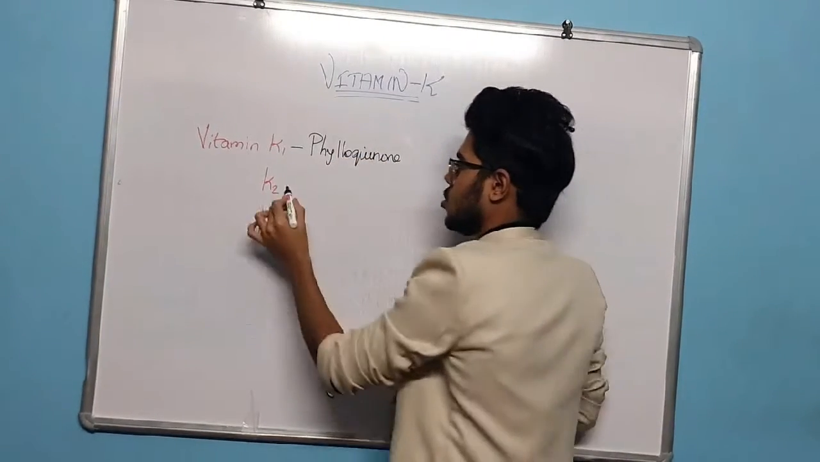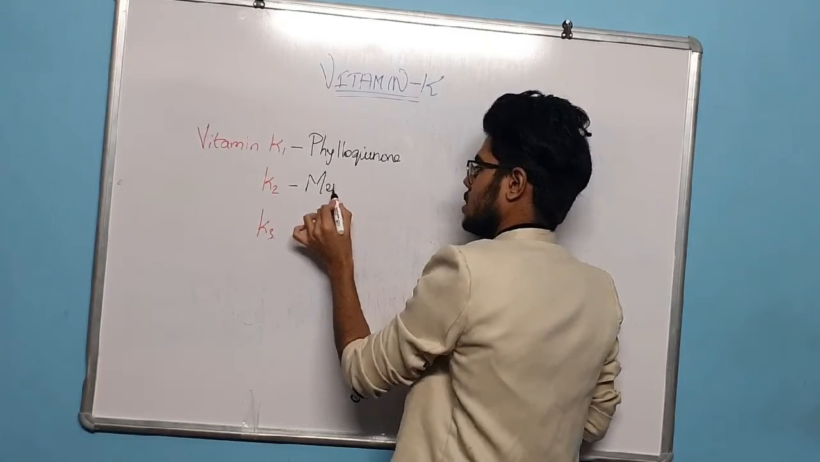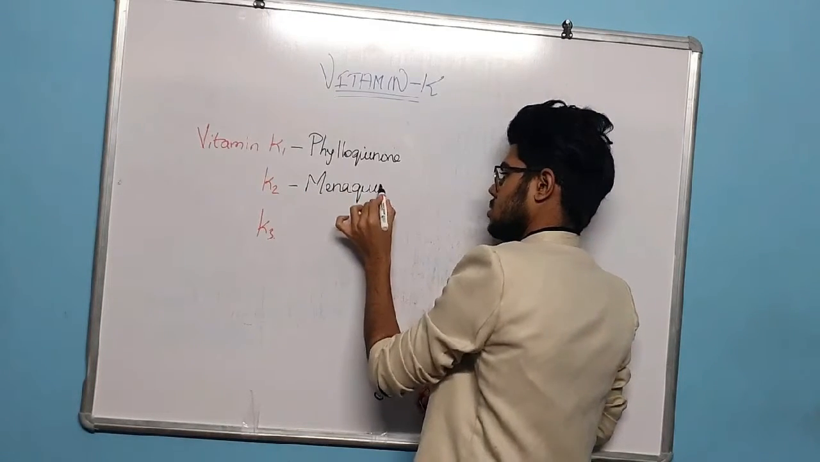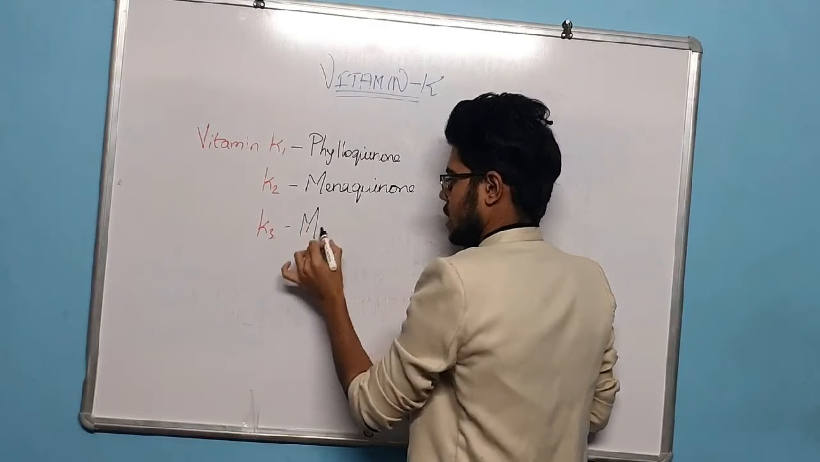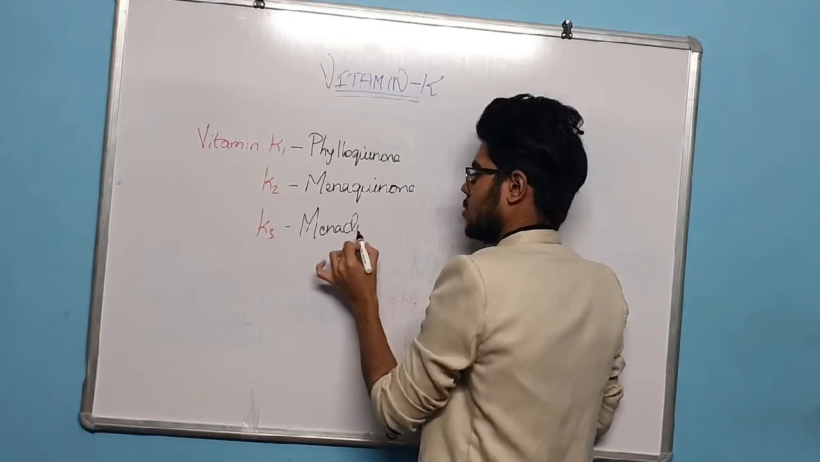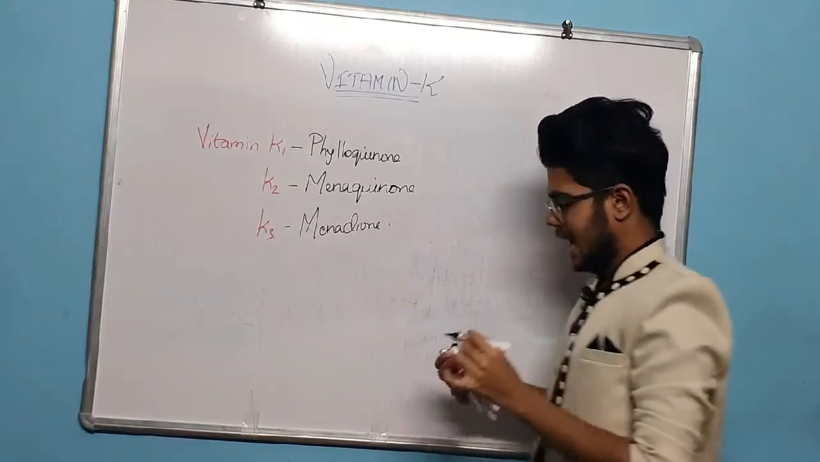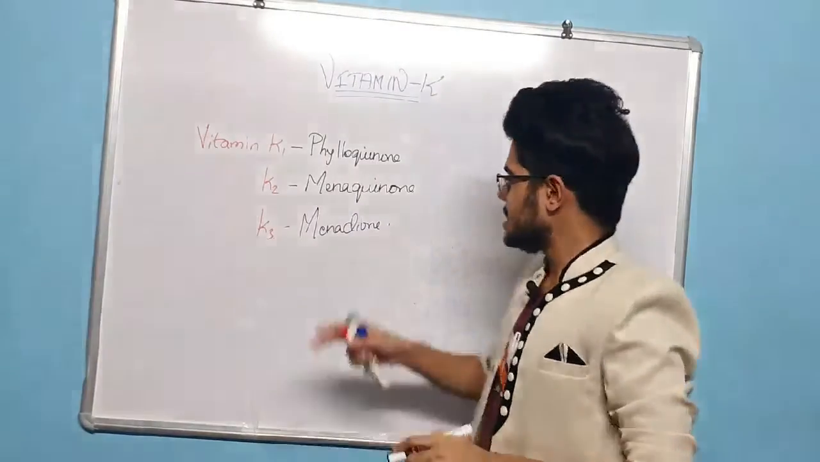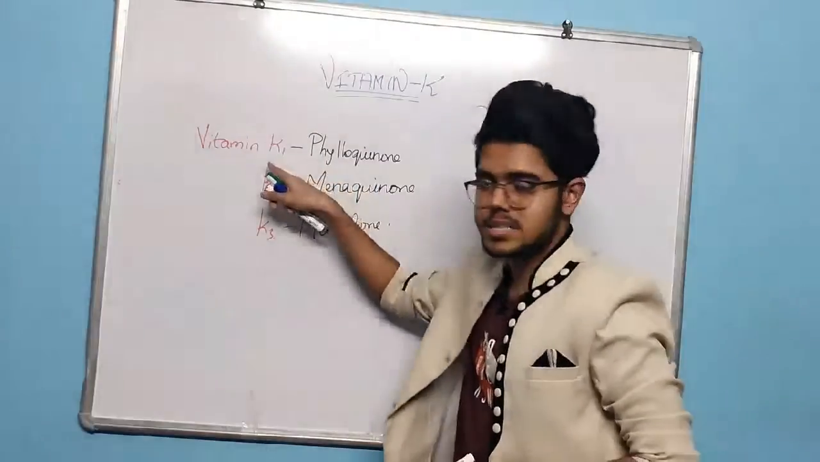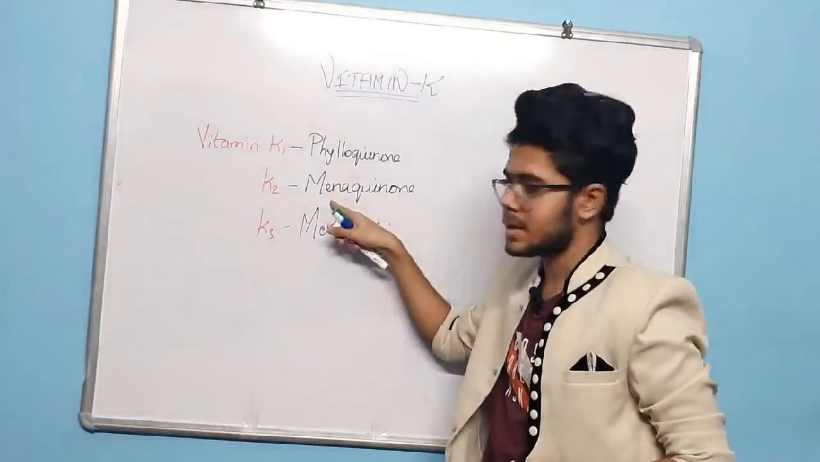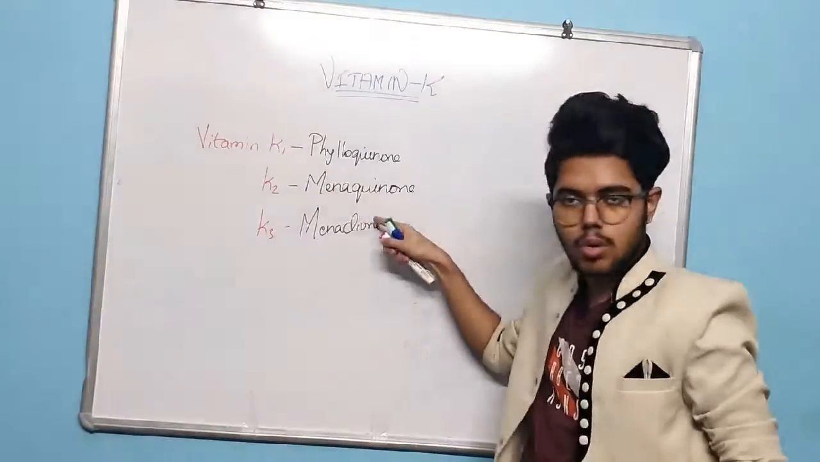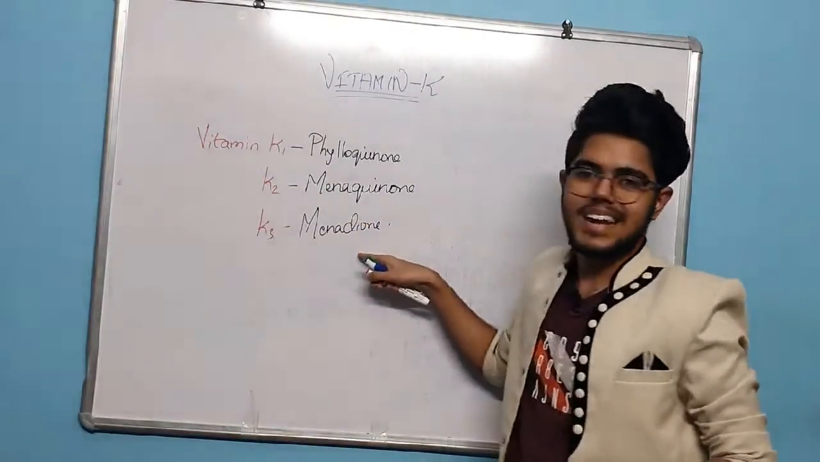and vitamin K2 is called menaquinone. Okay, and vitamin K3 is called menadione. Okay, so if you haven't remembered these names, please try to remember K1 as phylloquinone, then remember the brain as to put mena. Okay, so K2 will be menaquinone and K3 will be menadione.